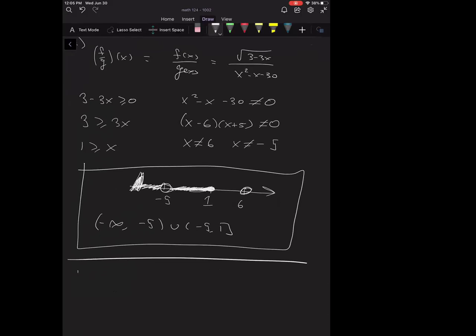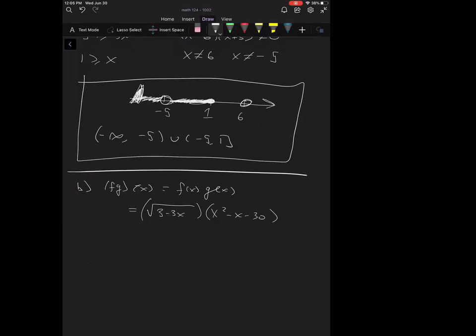All right, and then part B was, I believe, with f times g of x. So this is just equal to f of x times g of x, which is equal to the square root of 3 minus 3x times g of x, which is x squared minus x minus 30. So now we don't have any more fractions. So the only issue is our square root, and the inside of our square root is 3 minus 3x. So the only thing we really need is 3 minus 3x to be bigger than or equal to 0.